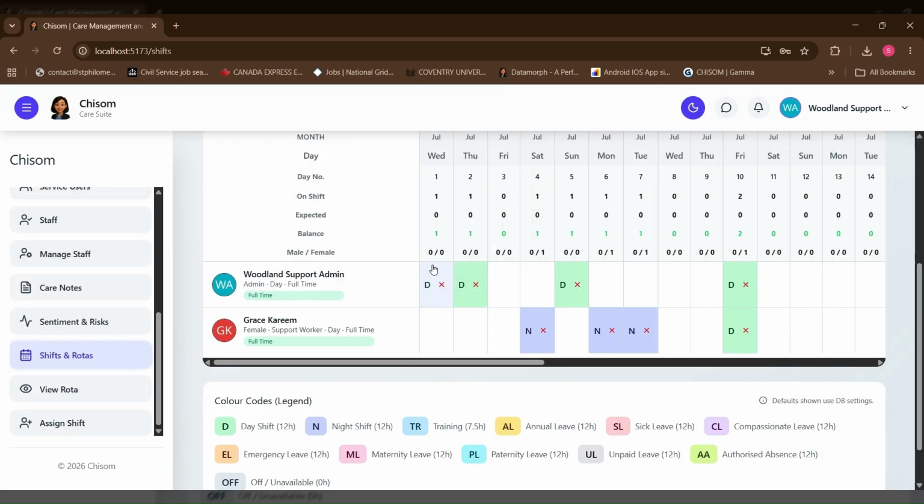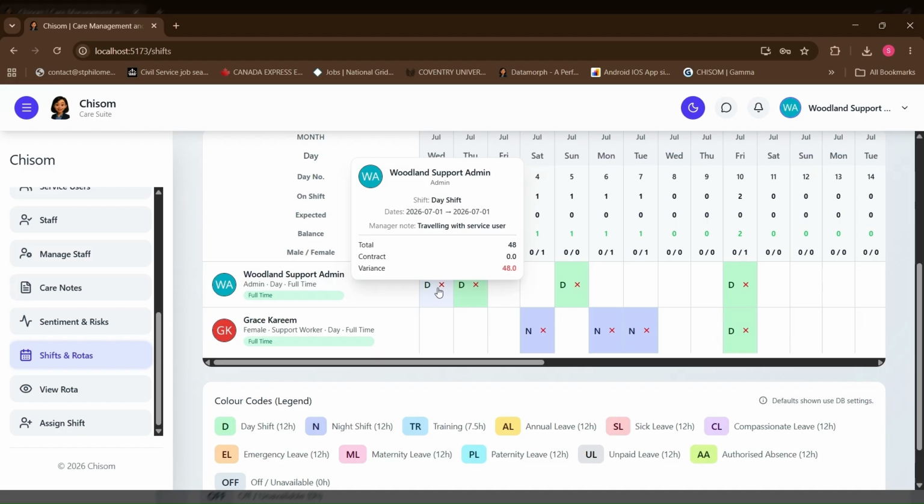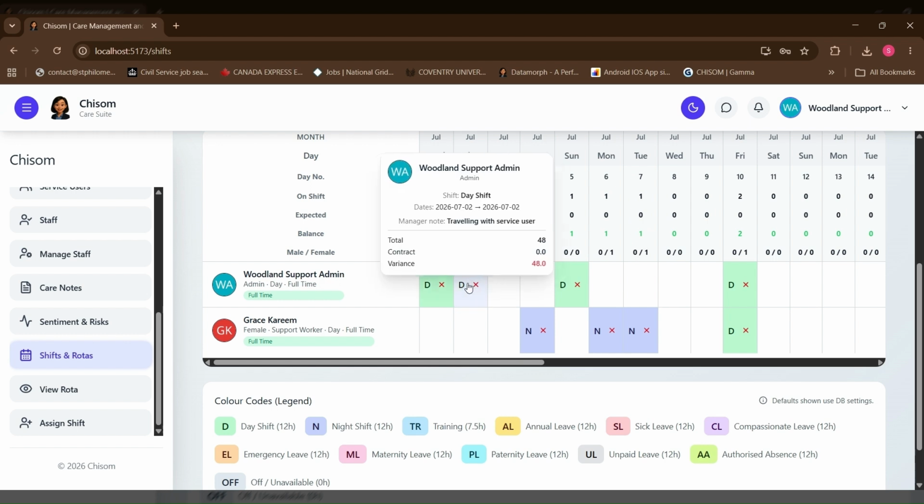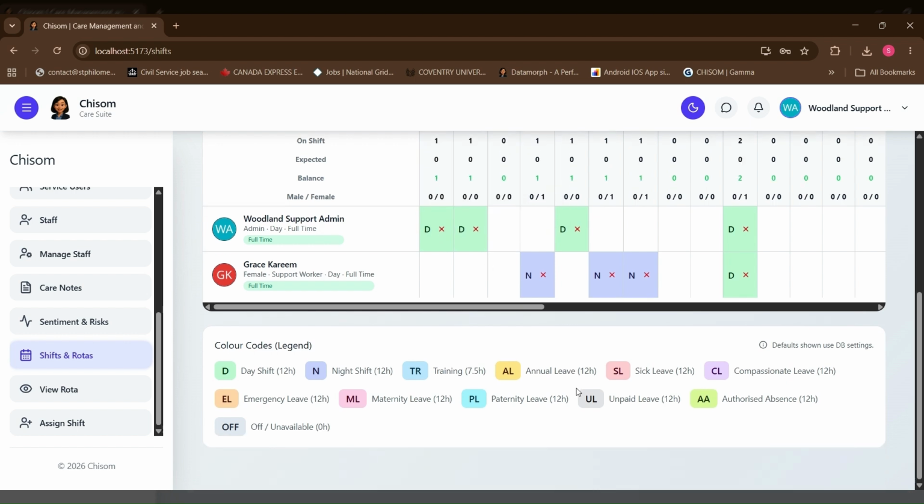So you can look at the manager's notes, traveling with service user, and also with this. Then if you come over here, see there's no manager's note. So it depends on whether you put a manager's note or not. That is a good thing about this. Then I can come over to this.